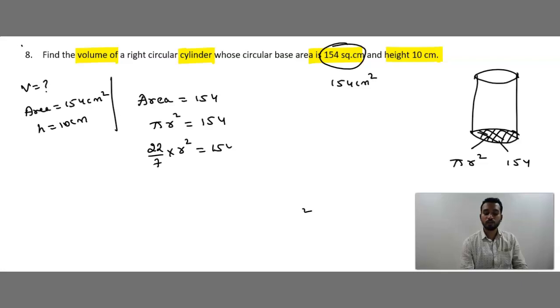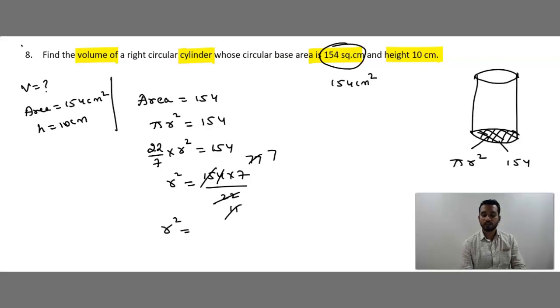is equal to 154. Next, r square is equal to 154 into 7 divided by 22. We are going to find r. Which one is cancelable? We can cancel this, right? 2 ones are 2, 2 ones are 2, 2 7s are 14, remainder 1, 2 7s are 14, 11 ones are 11, 7s are 7. So r square is equal to 7 7s are 49. So r is equal to root of 49.